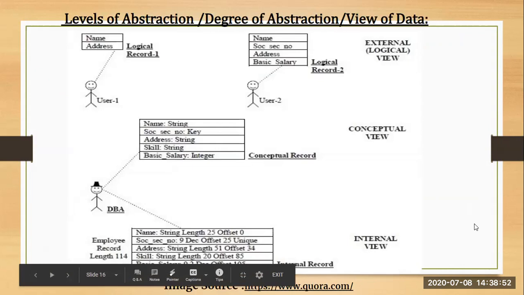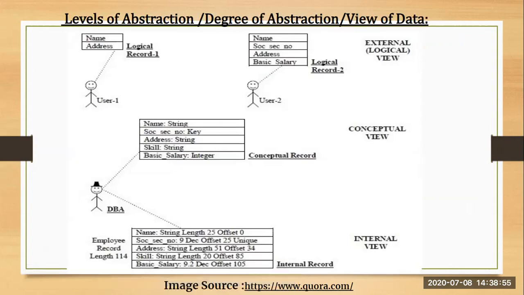Next comes your level of abstraction. Level of abstraction, degree of abstraction, view of data, all is one and the same. When I talk about abstraction, it refers to what information you want the user to see, abstracting and showing the information. Levels of abstraction are at times also referred to as three-tier architecture, and it is used for database design. It has three levels. Level one is your physical level, level two is your logical or conceptual level, and level three is your external or view level.